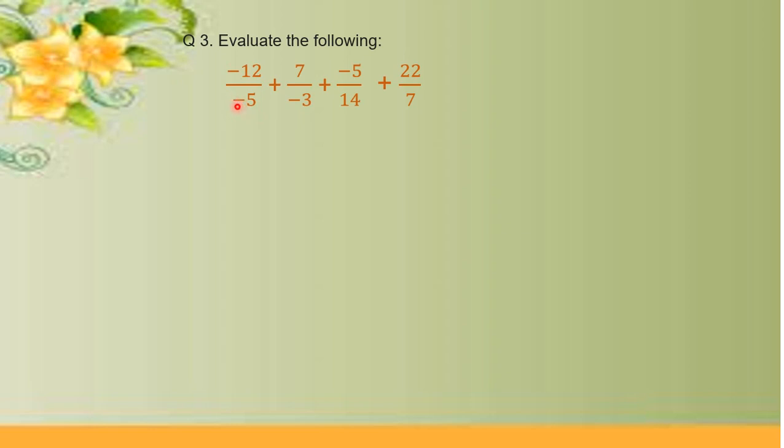So both the minus sign will be cancelled out and the given number becomes positive 12 upon 5, and the denominator of the second rational number is minus 3. As the standard form says, if the rational number is given p by q, so q we can write as the positive number, so this minus sign goes to the numerator place, so it will become minus 7 upon 3.